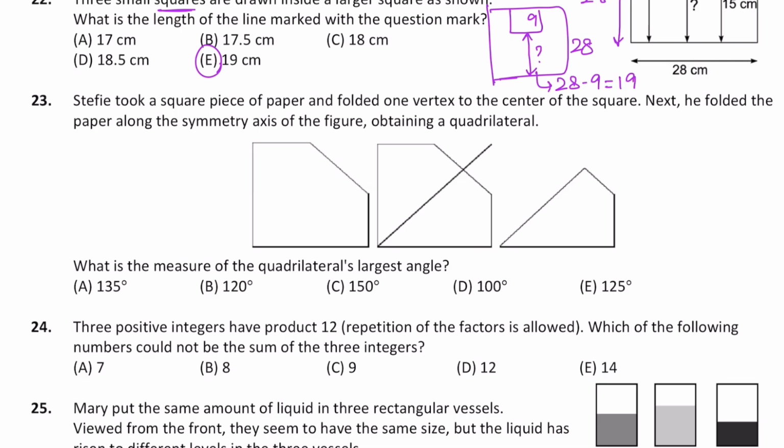A few things you need to know: a square has angles of 90 degrees. Another thing you need to know about a quadrilateral is that the sum of its angles needs to be 360 degrees. So that means this is 90 degrees, this is 90 degrees, this is 90 degrees, this is 90 degrees.